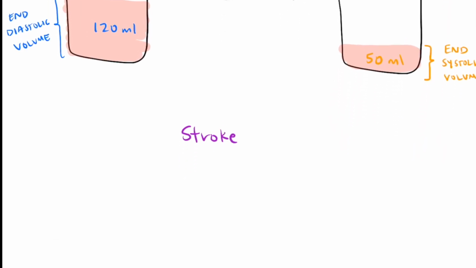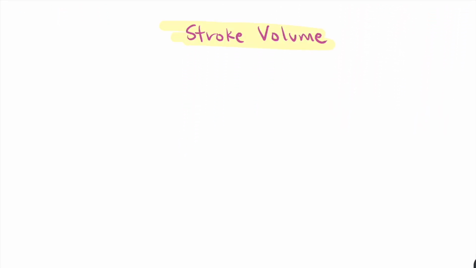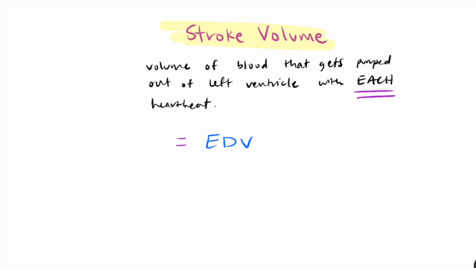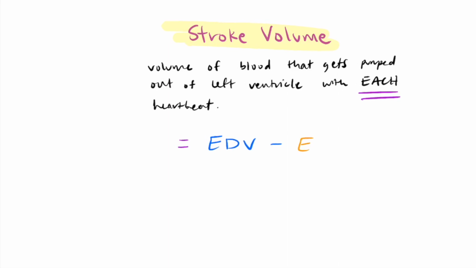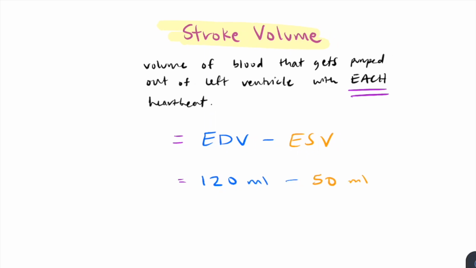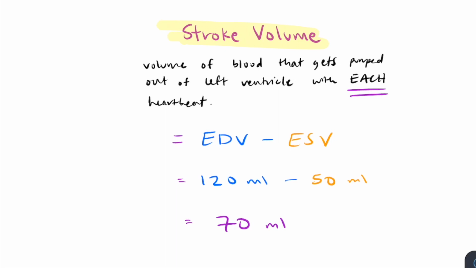Knowing these two values allows us to calculate the stroke volume, which is the volume of blood that gets pumped out of the left ventricle with each heartbeat. So the stroke volume is equal to end diastolic volume minus your end systolic volume. So with the numbers that we used, 120 milliliters being our end diastolic volume, and 50 milliliters being our end systolic volume, equals 70 milliliters.